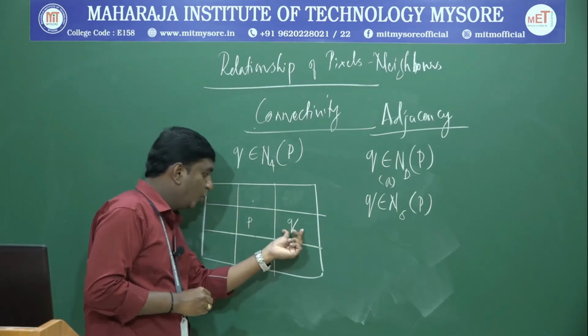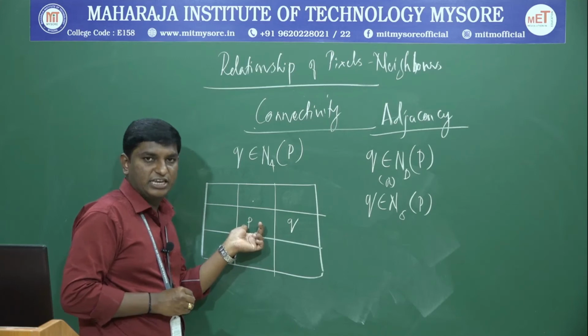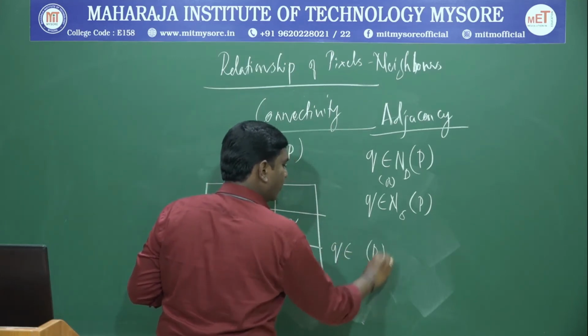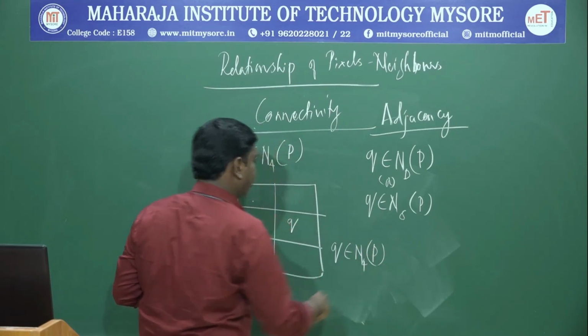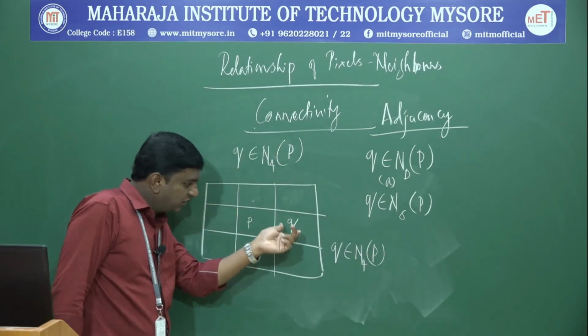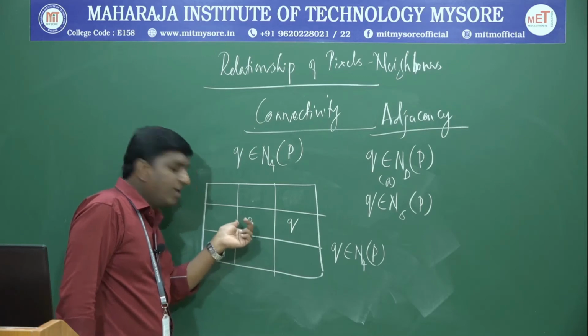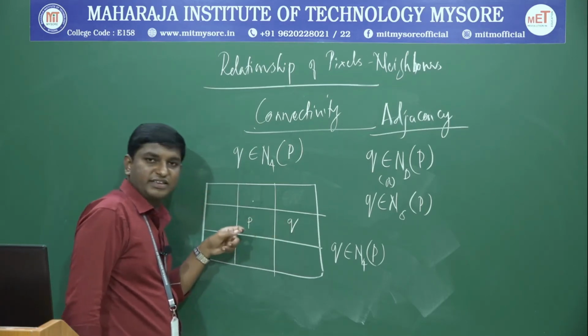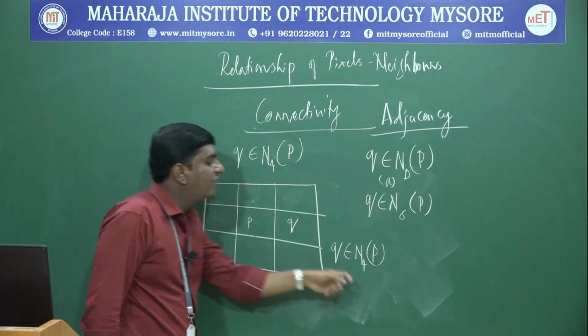This pixel Q is a neighbor of pixel P if and only if it belongs to P with the relation of N4. Yes. This pixel Q is a neighbor of pixel P horizontally, correct? So it is N4 of P.